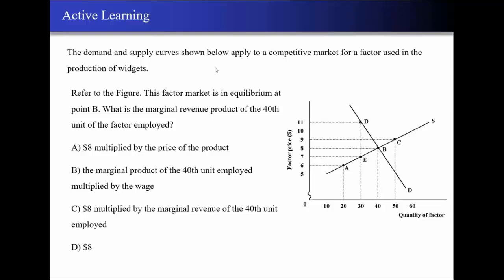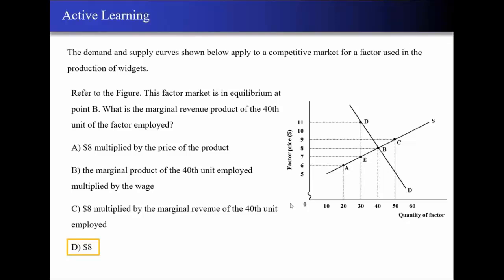Okay, so in this question, you don't need to do any calculations. It's not really a trick question, but just as a hint, what's the optimal condition? The demand and supply curve shown below apply to a competitive market for a factor used in the production of widgets. And it says this factor market is in equilibrium at point B, okay? And so it's asking, at this 40th worker, what's the marginal revenue product of this worker? What would it have to be? The correct answer here is D.